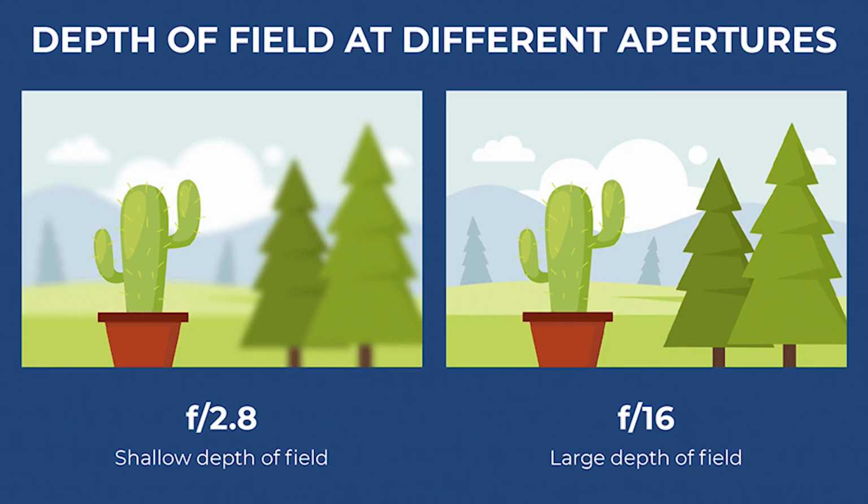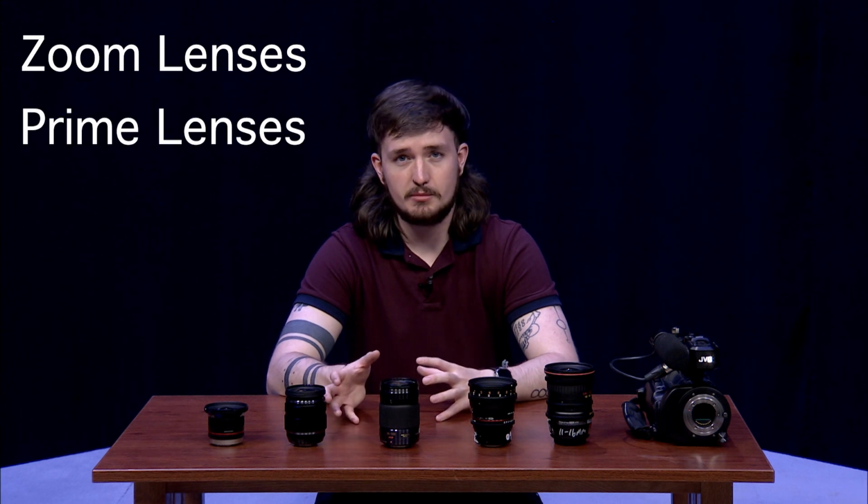It also can affect the details. So something like an f2 is going to capture more details in the subject and kind of blur out the background, versus like an f16 is going to capture the subject and the background with no severe delineation between the two.